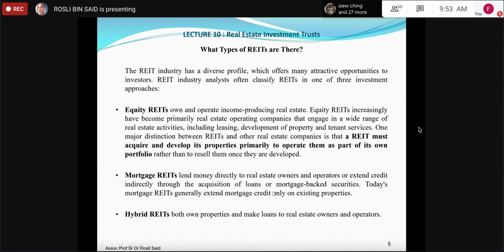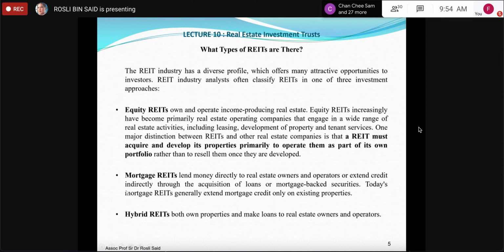Mortgage REITs lend money directly to real estate owners and operators, or extend credit indirectly through the acquisition of loans or mortgage-backed securities. Today's mortgage REITs generally extend mortgage credit only on existing properties. So this is also in the USA. And then a hybrid REIT is a combination of equity REITs and mortgage REITs, so they both own properties and make loans to real estate owners and operators.